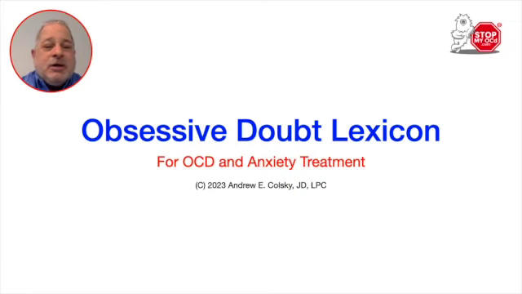Today we're going to be talking about the obsessive doubt lexicon. These are words and phrases that are used by OCD and anxiety to maintain doubt and keep control over us. Once we learn these words and phrases, we're better equipped and better aware of when OCD and anxiety are trying to take over, and through skills training, we can find ways to avoid getting stuck in that cycle.